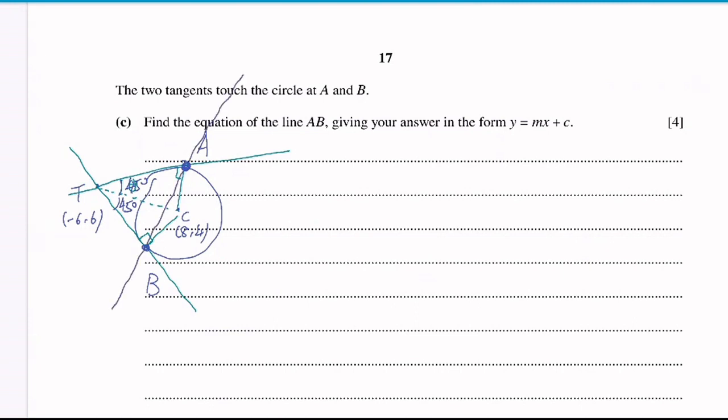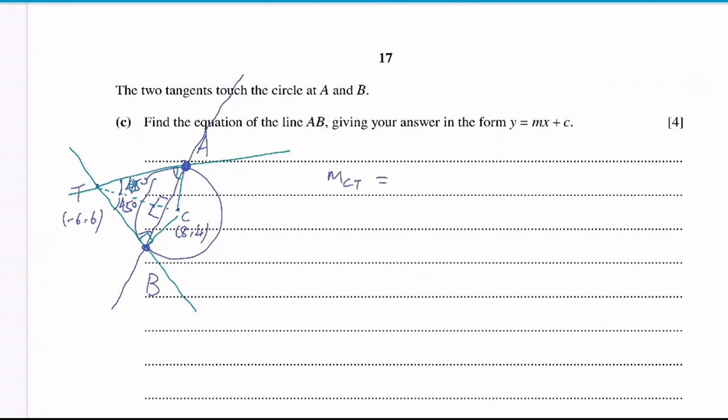Once we join AB with a straight line, you can see that it has a 90 degree angle with this line CT here, and it also has a 90 degree angle with this line CT here. Automatically, we also know that the other angles here would be 45 degrees. So this helps us find the line AB. Basically, we need to first find the gradient of CT.